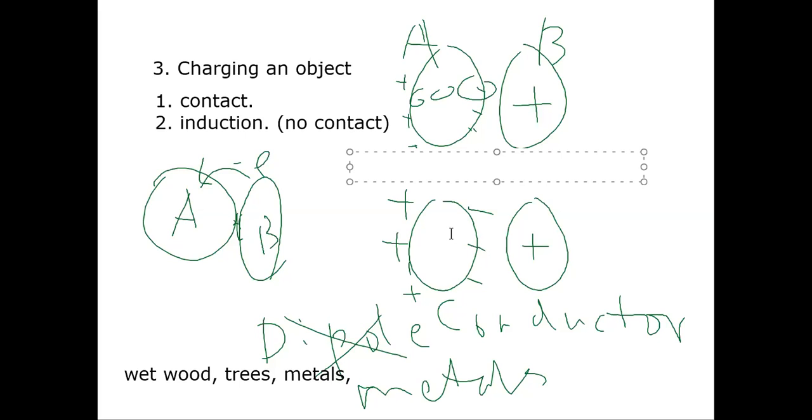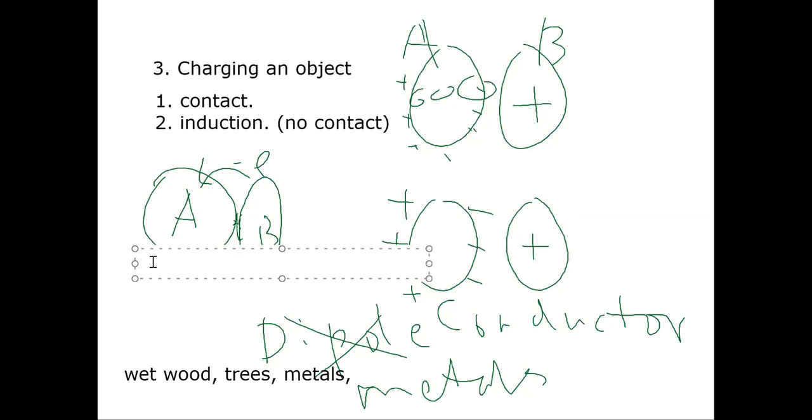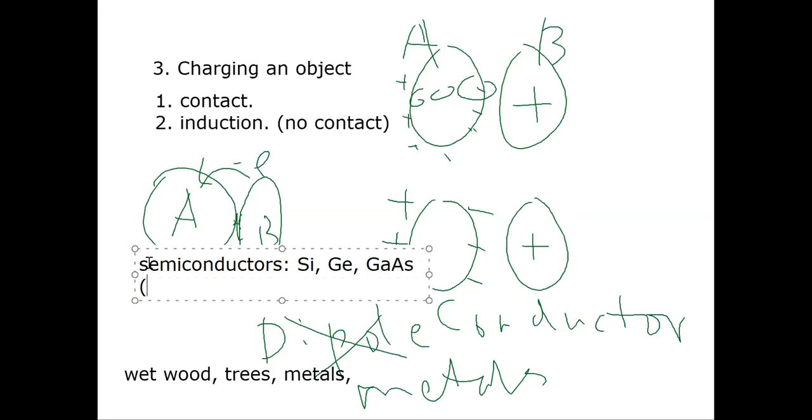Now, something between these conductors and the insulators, that's another kind of material which we call semiconductors, which I'm going to write over here. Semiconductors consist of silicon, germanium, gallium arsenide, and this is your mouse.